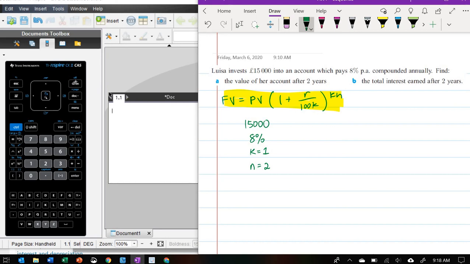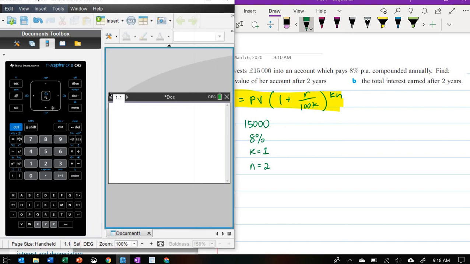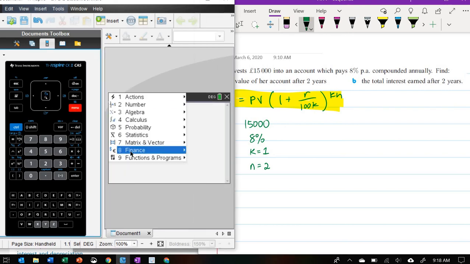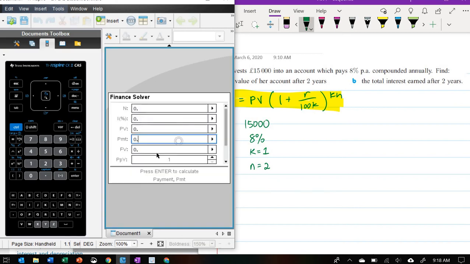So go ahead and get out your CAS, get to a calculator window, and once you're in that window, hit the menu and choose number 8 for finance. And here you have a bunch of options. There's a finance solver, and then there are these various functions. Let's just start with the finance solver. So this brings up a table for us which includes all of the information that we need.